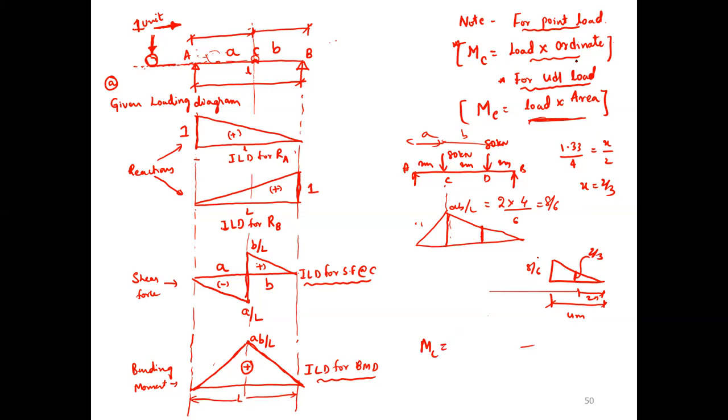For point load, load into ordinate. For UDL, only area. I have given both as point loads, so there is no area. So MC equals 80 into ordinate, which is 8/6, plus 80 into the other ordinate. How much is the other ordinate? 2/3. Please do the sum. You are getting MC.